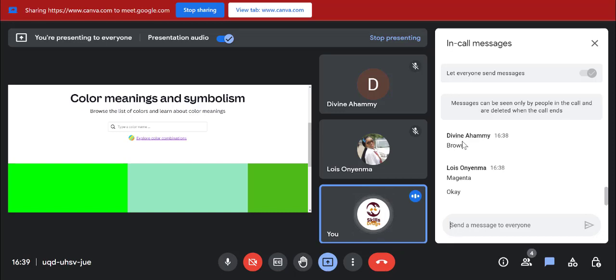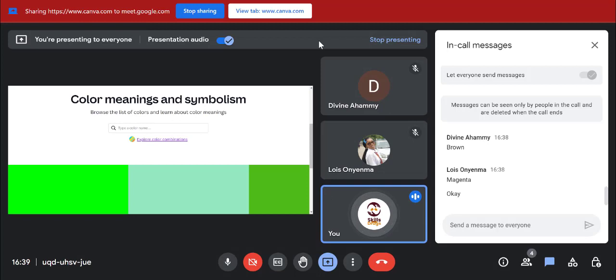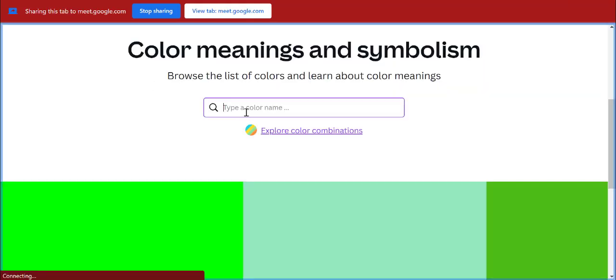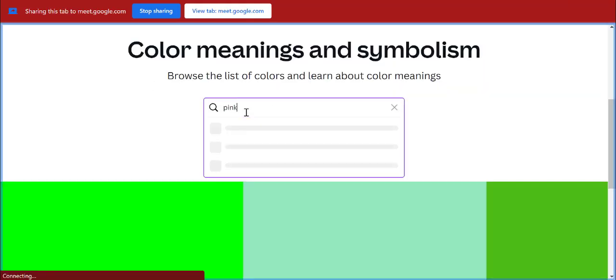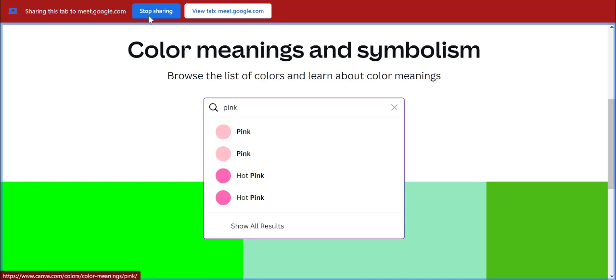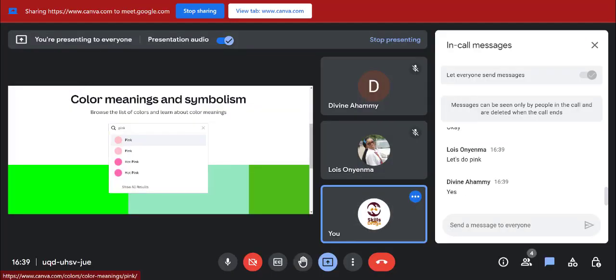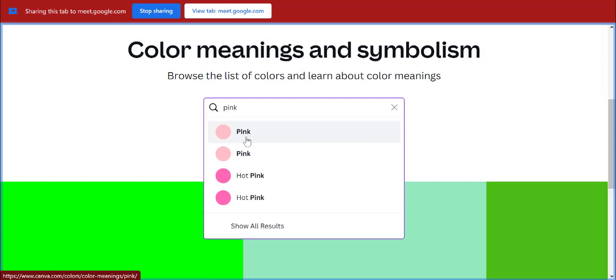Let's actually see the color combination, or let's move straight to brown. What do you guys think? Should we treat the brown color or pink? All right. Divine, are you okay with that? Okay, so let's do pink.